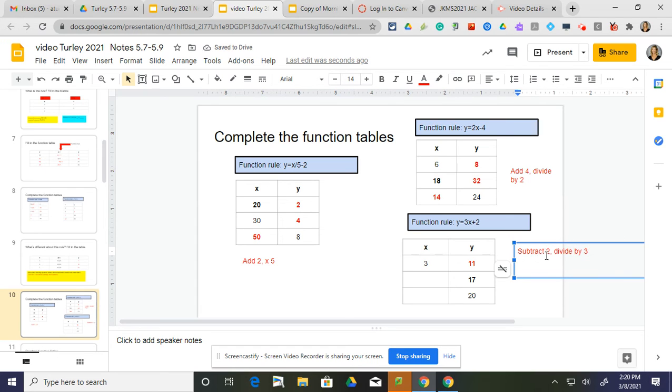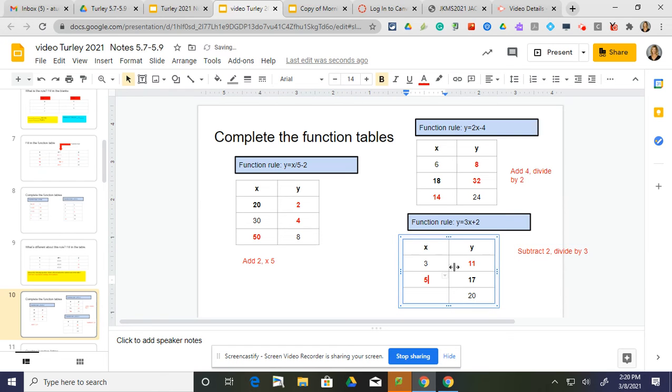All right, so 17 minus 2 is 15, and 15 divided by 3 is 5. Let's check it. 3 times 5 is 15, and 15 plus 2 is 17. Okay, 20 minus 2 is 18, and 18 divided by 3 is 6. Now let's check that. 3 times 6 is 18, and 18 plus 2 is 20.